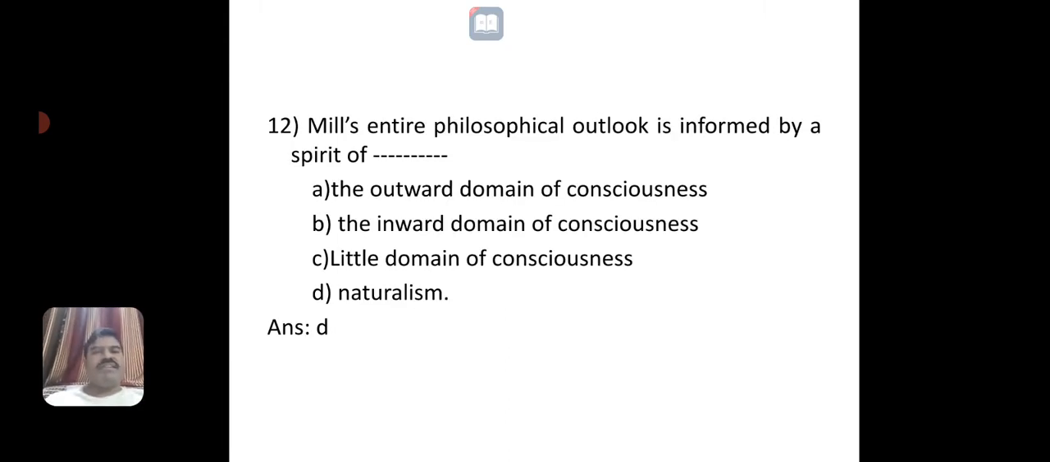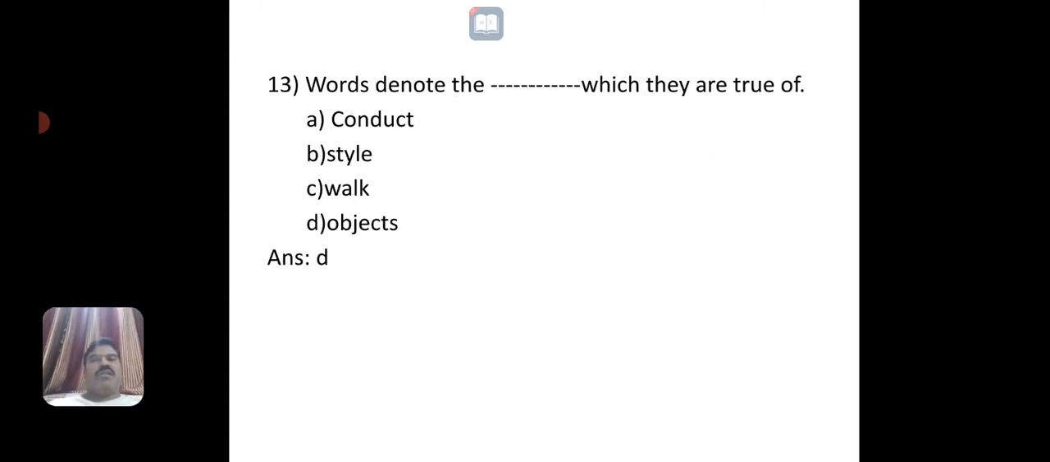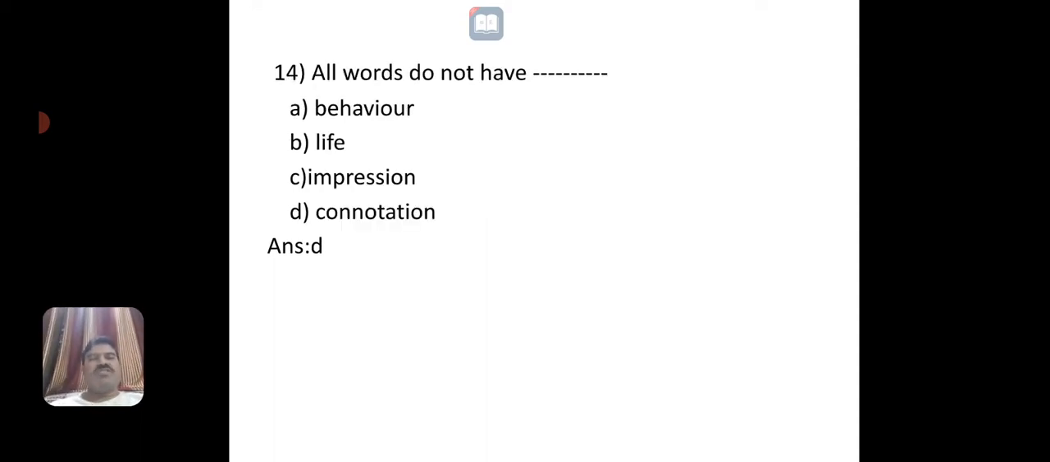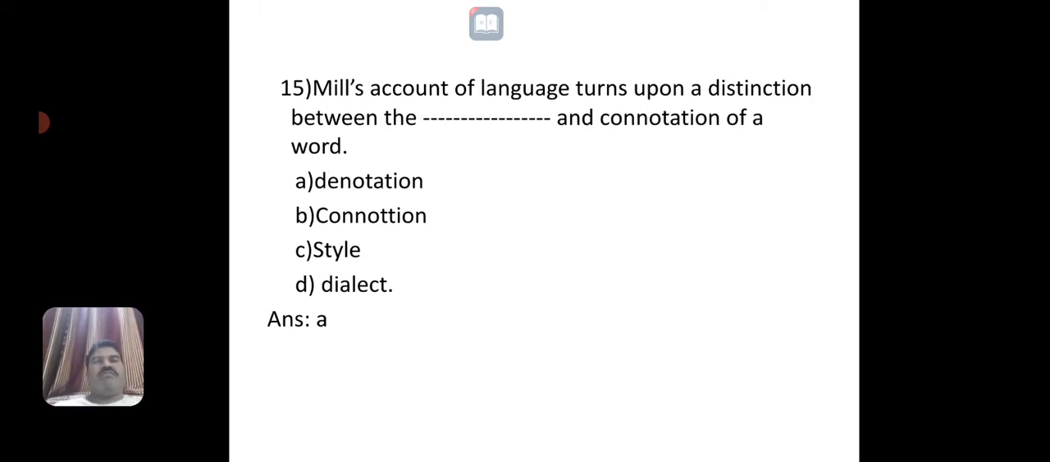12th question. Mill's entire philosophical outlook is informed by a spirit of: the outward domain of consciousness, the inward domain of consciousness, little domain of consciousness, naturalism. 13th question. Words denote the dash which they are true of: conduct, style, work, objects. 14th question. All words do not have dash: behavior, life, impression, connotation. 15th question. Mill's account of language turns upon a distinction between the dash and connotation of a word. Four choices are there: denotation, connotation, style, dialect.